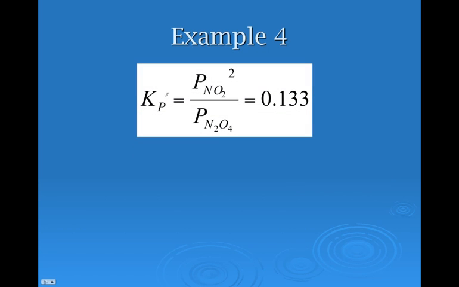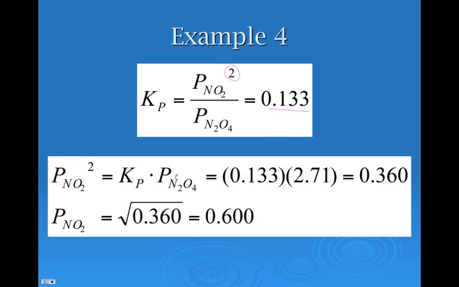If we use our equation here, K is equal to the products over reactants with the coefficient becoming the superscript, and here's what the K is equal to, 0.133. So now we're going to have to do some manipulation of the equation. You notice that the PN2O4, the partial pressure of the dinitrogen tetroxide, is multiplied times the equilibrium constant, and that will give us the 0.360.